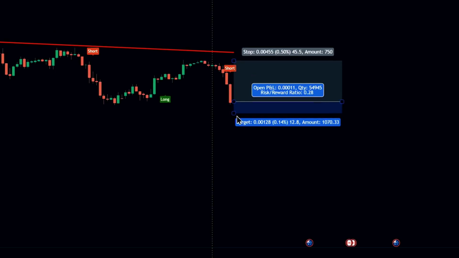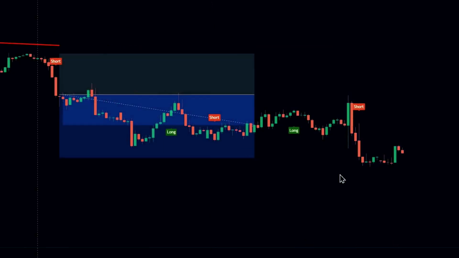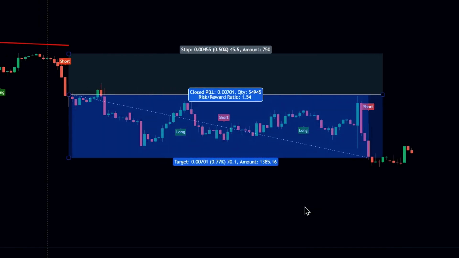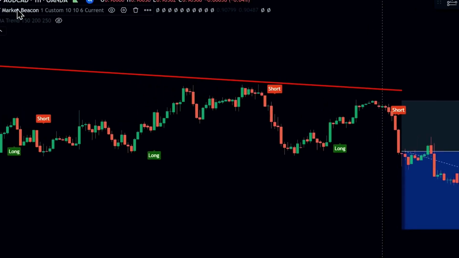Enter a short position, place your stop loss above the most recent swing high, and set your take profit at 1.5 times the risk. Let the trade run, and it should turn out profitable.